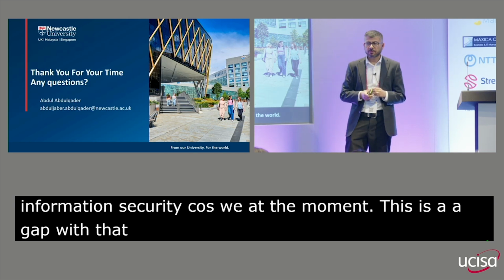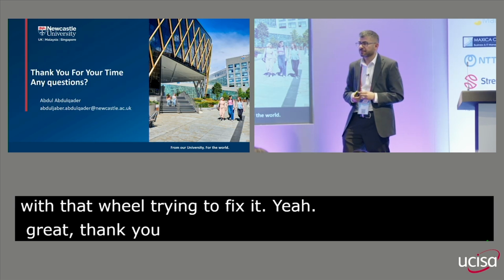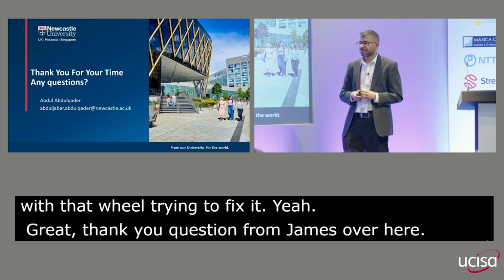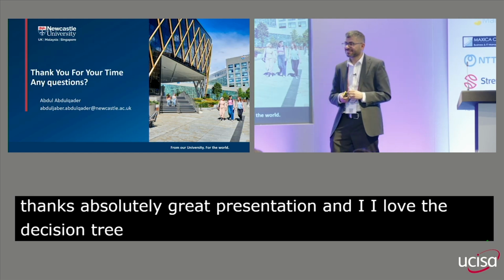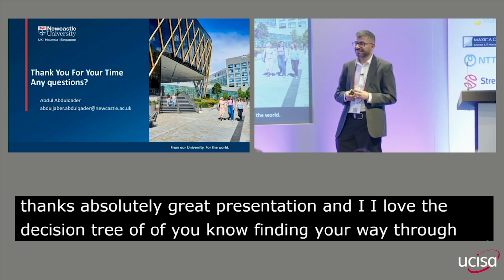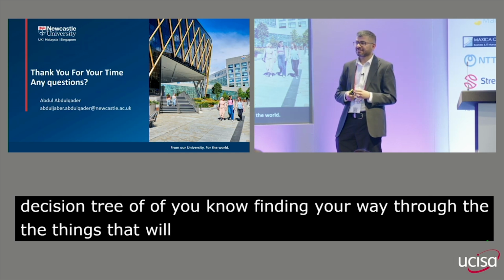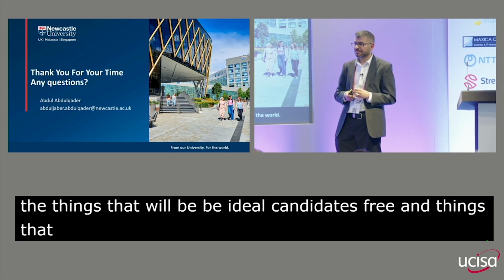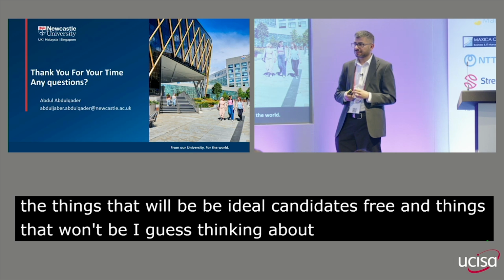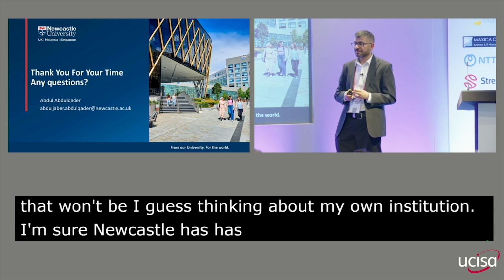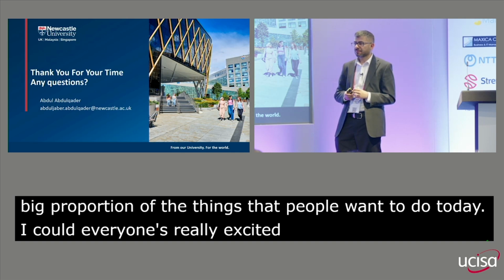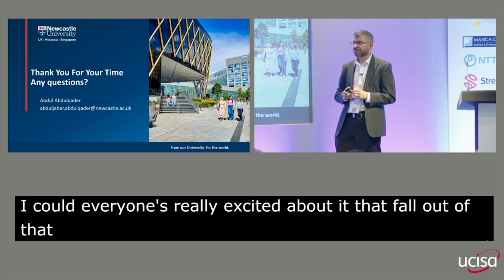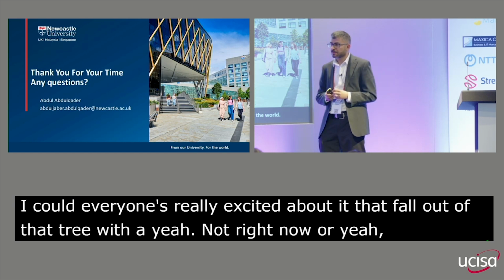Great, thank you. Question from James over here. Thanks, Abdul. Great presentation, and I love the decision tree of finding your way through the things that will be ideal candidates for AI and things that won't be. Thinking about my own institution, I'm sure Newcastle has similarities. There will be a big proportion of the things that people want to do with AI, because everyone's really excited about it, that fall out of that tree with not right now, or you've got to go and look at your procedure. How have you found that to be the case?